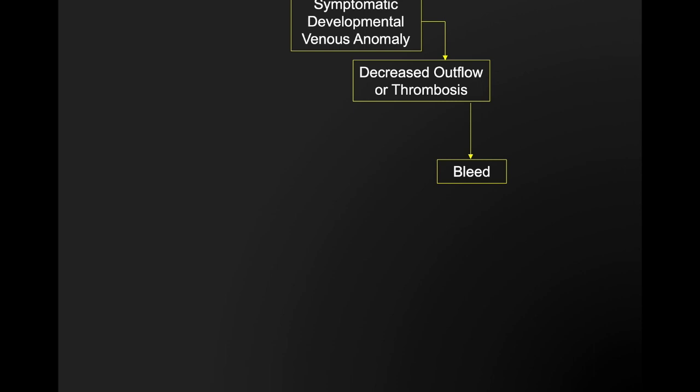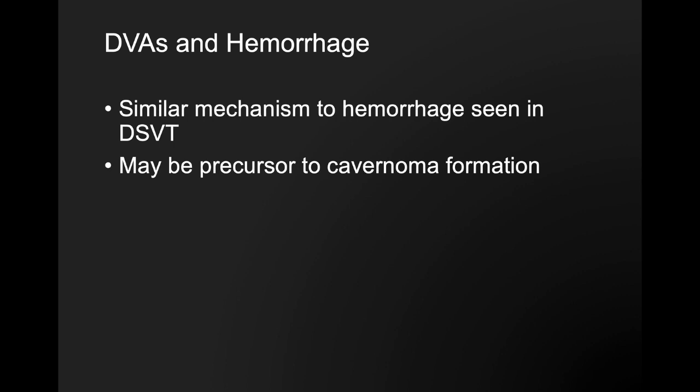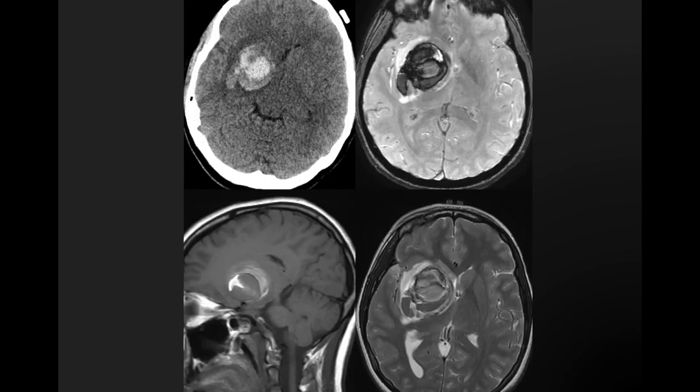DVAs can bleed. I know many of us have seen developmental venous anomalies which bleed. So the mechanism of hemorrhage is similar to that seen in dural venous sinus thrombosis. It actually may be a precursor to cavernoma formation. So here's a patient that presented with a massive hemorrhage in the right hemisphere and right basal ganglia, and you can see the lesion on both the CT and MRI right here.